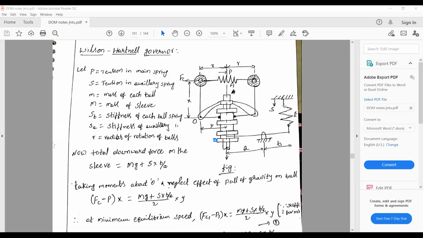The sleeve also has that one, and the distance is up to our fulcrum, the pivoted point of our lever. The distance A is the distance between the spindle axis and the fulcrum, and the distance B is from the fulcrum to the spring position. So that is the B position.